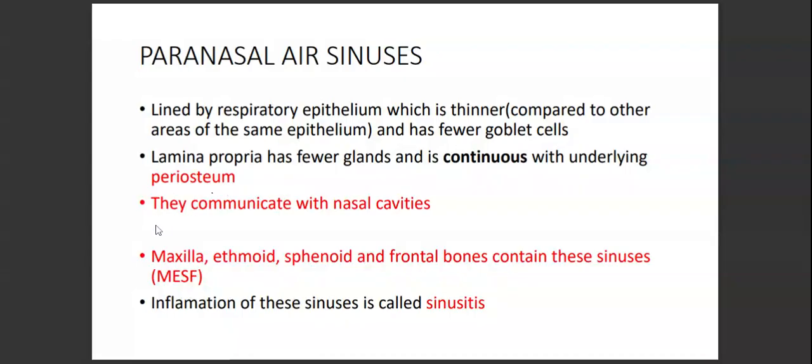Okay, so also note that these paranasal air sinuses communicate with the nasal cavities. Most examiners will bring this part in a question, then put it as an option. They'll say these paranasal air sinuses do not communicate with nasal cavities. So you have to pay extra attention. Pay attention to every detail and every line. Okay. So just a clinical correlate: inflammation of these air sinuses is what we call sinusitis. Okay.